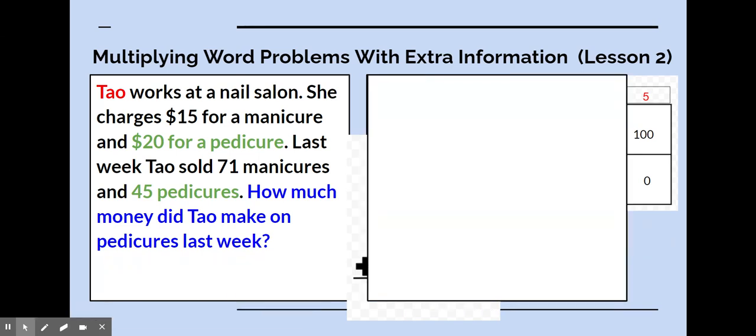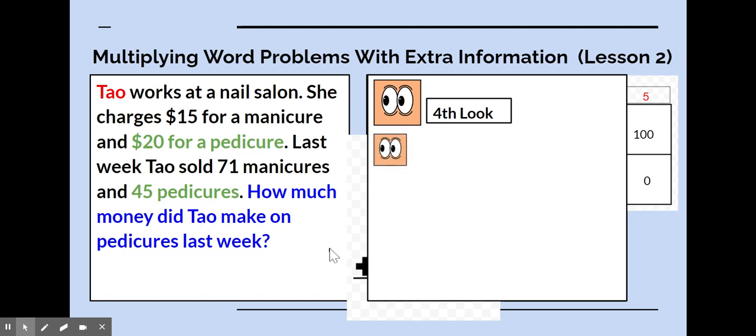Now we want to finish up this problem with our last look. And this look is just to summarize what we did to show that our answer is reasonable. So Teo works at a nail salon. She charges $15 for a manicure and $20 for a pedicure. Last week, Teo sold 71 manicures and 45 pedicures. How much money did Teo make on pedicures last week? So we want to start off with that using our looks.